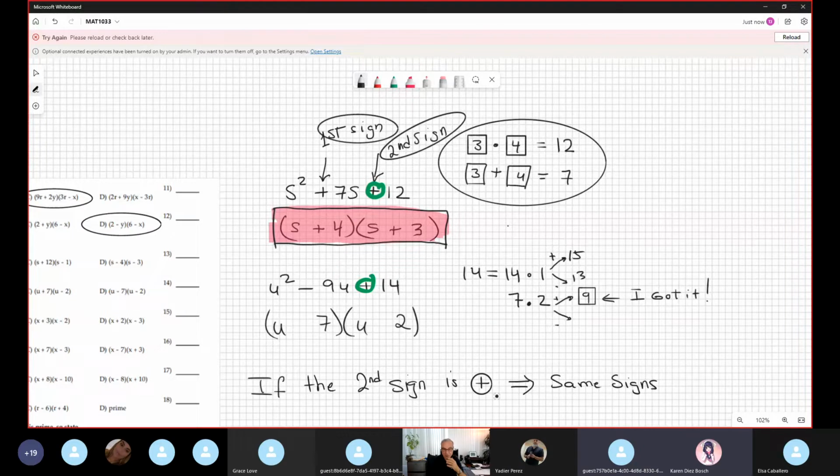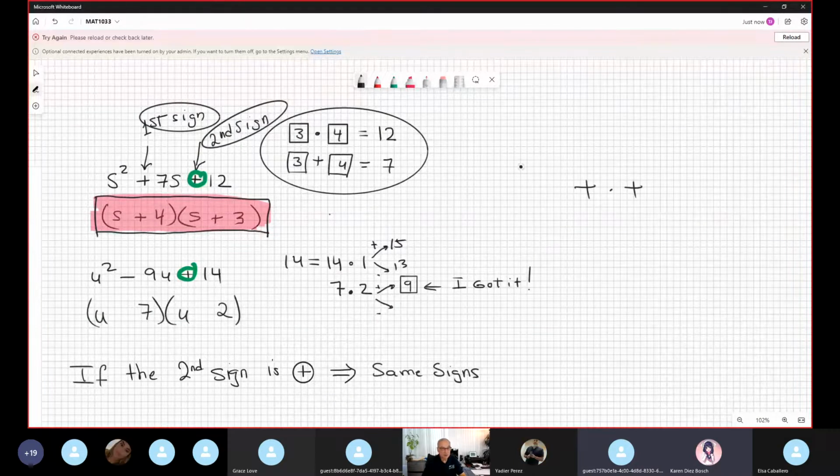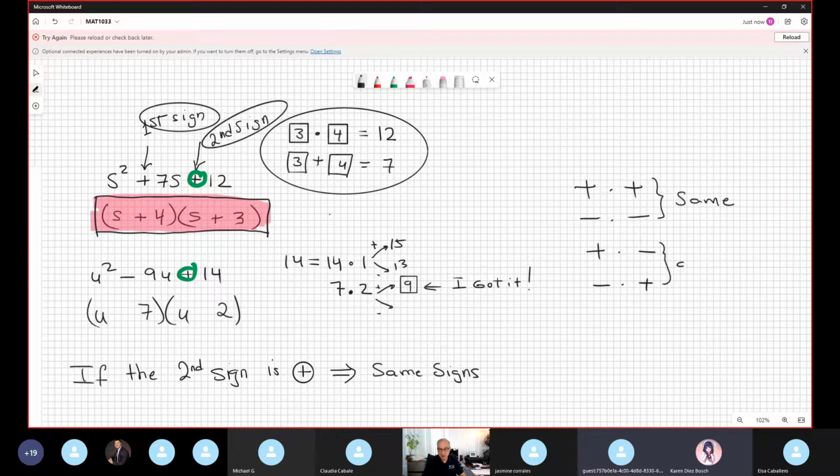Remember, we have four possibilities, no? We have plus plus, like this example, it was plus plus. We have minus minus. We have plus minus, or we have minus plus. We have four combinations. But in this combination, we have the same sign. In this case, no, we have different sign.